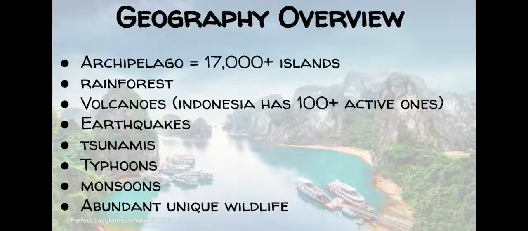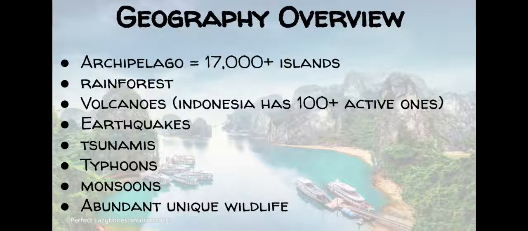This area has a lot of diversity of life and land. Amazingly, it's made of over 17,000 islands. The majority of the land is covered with rainforest because of its location near the equator, which means lots of sun and humidity with monsoon weather patterns.